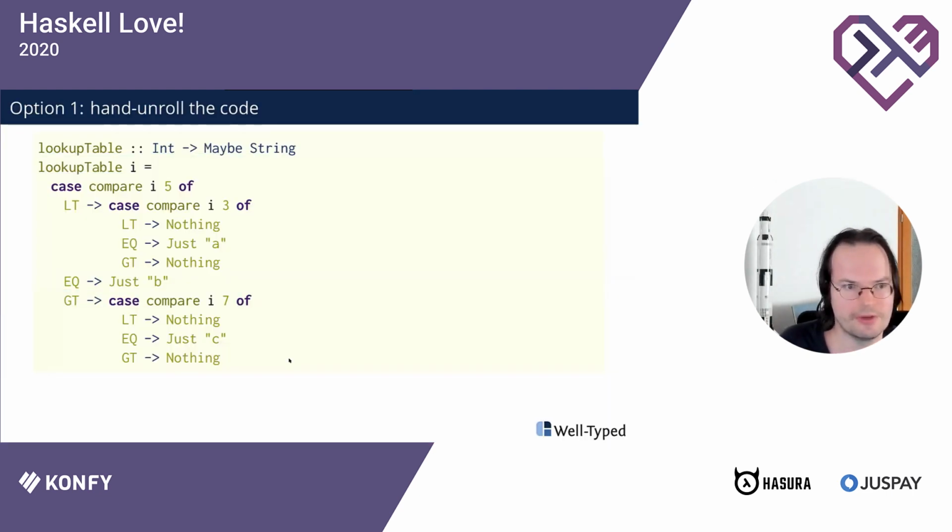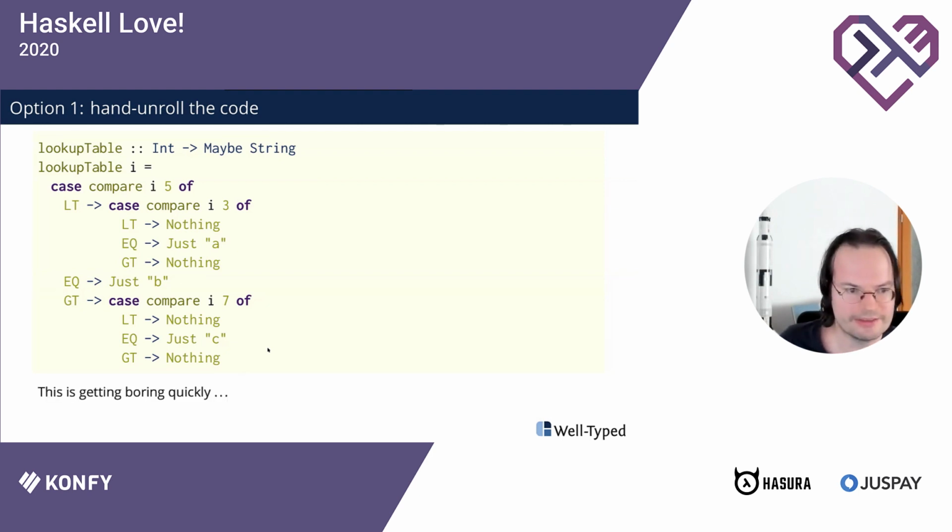Let's look at the options that we have. So here is one option. We can hand unroll the calls to lookup, and then we end up with some code that looks like this. We get a nested case statement with calls to compare and dispatching to the appropriate cases. Now this is good code, right? I mean, from the perspective of runtime performance and from what we might want.